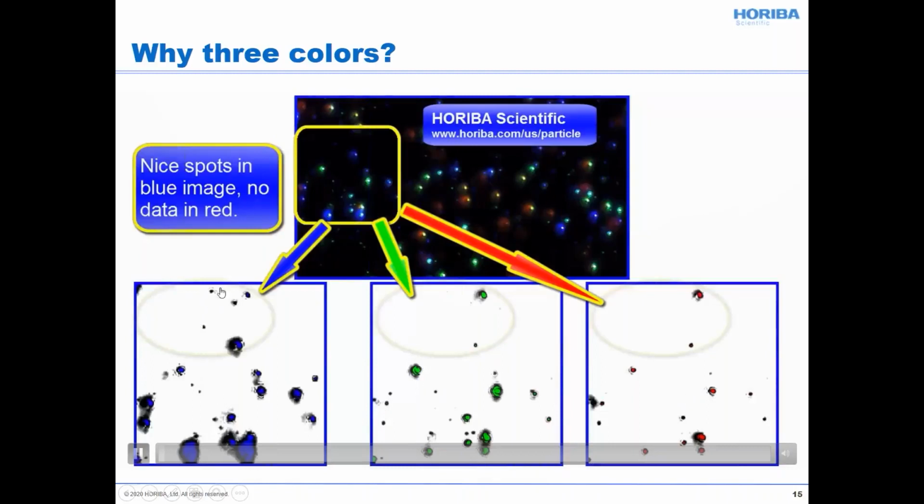And so you see 3 sharp points in the upper left corner here, and you see that they're missing in the green and red channels. And so that tells you that these are weakly scattering particles. So if we didn't have the blue laser running, we would miss these small particles.